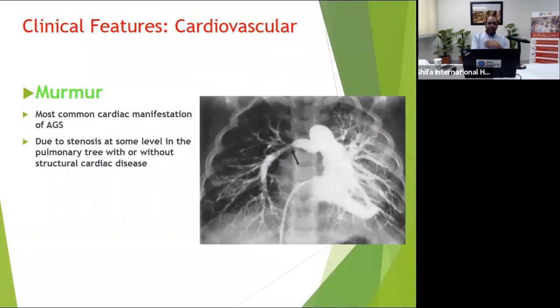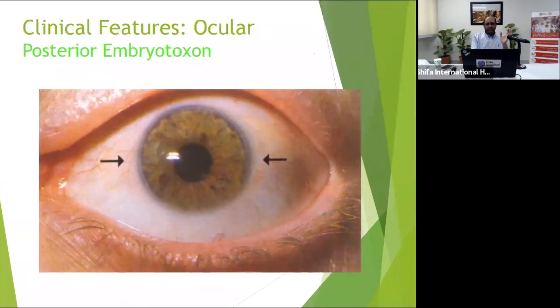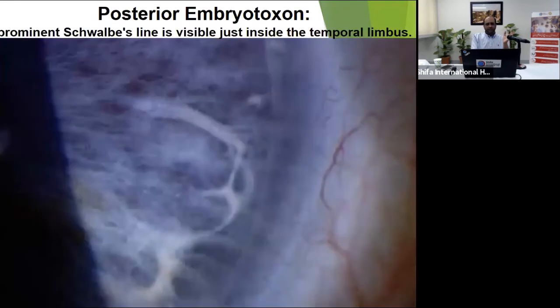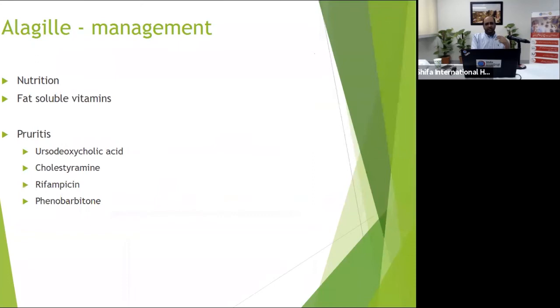So any jaundiced baby with a murmur, think of Alagille syndrome, because sometimes it's very difficult to differentiate the facial features in the beginning. So you need to keep in mind that you may be dealing with Alagille syndrome, because it is difficult to diagnose in the beginning, and early diagnosis makes a difference to a good outcome, because ultimately this is the genetic diagnosis of this condition.